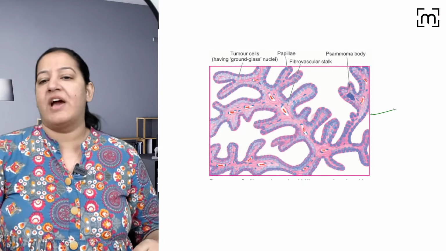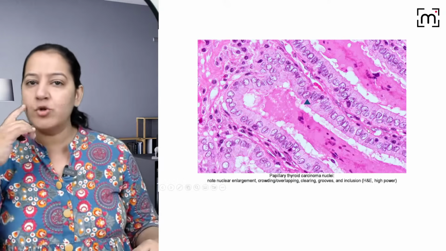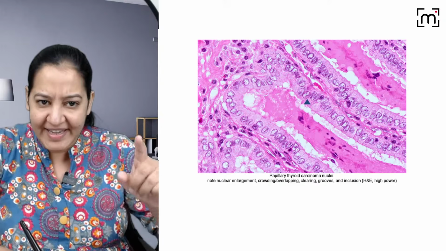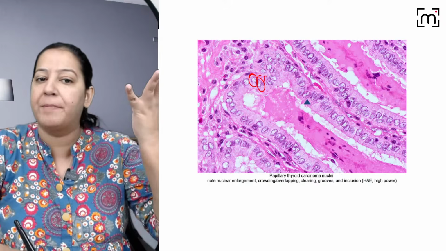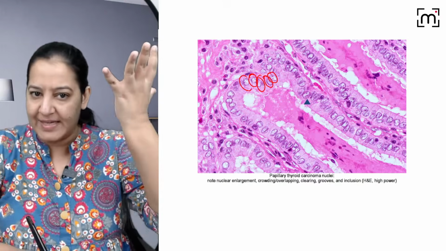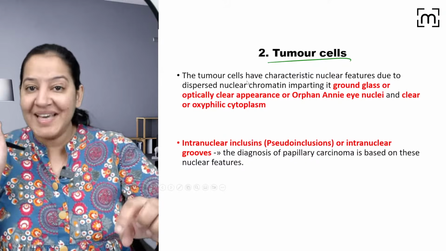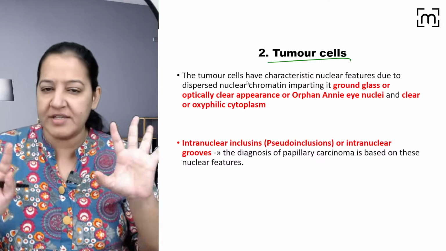So let me zoom this diagram now. I will zoom out this diagram. This is the zoom version, right? Here in the zoom version, I can see individual tumor cells bigger, right? Bigger tumor cells I can see. Now try to describe it. Now see the nucleus. I will show you in the diagram also.